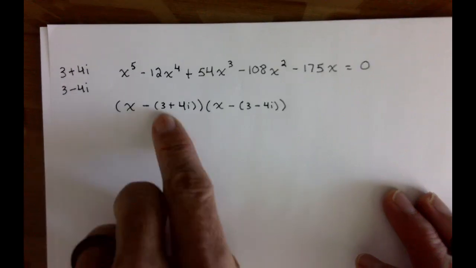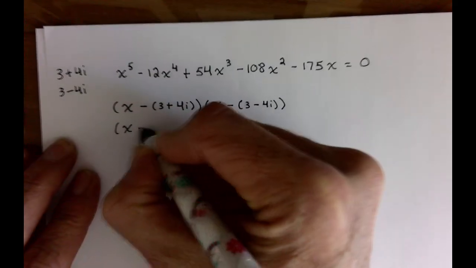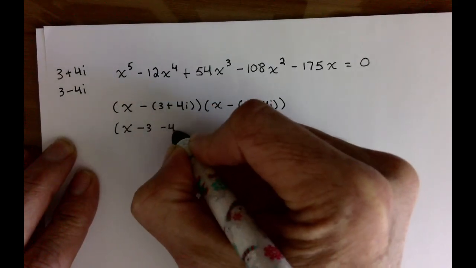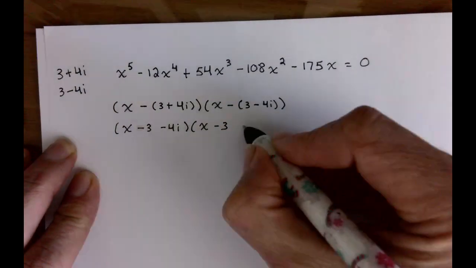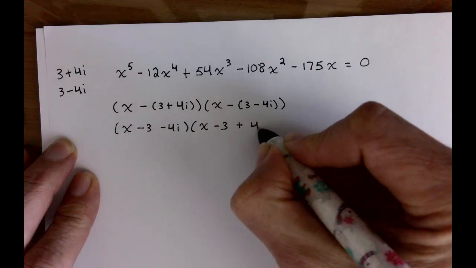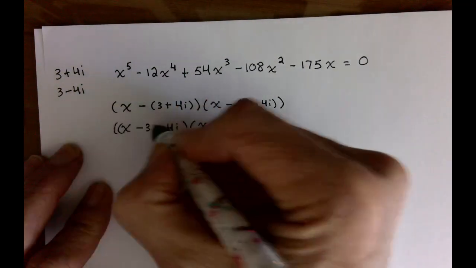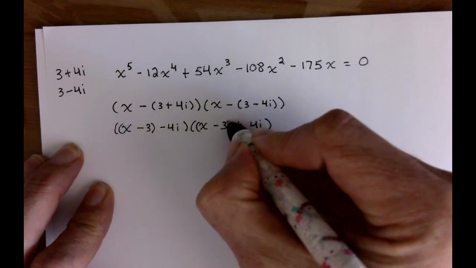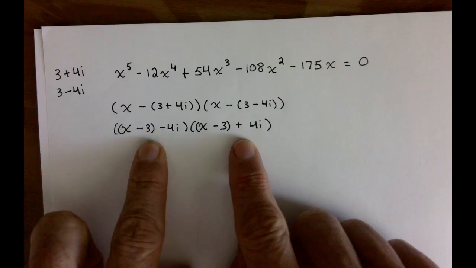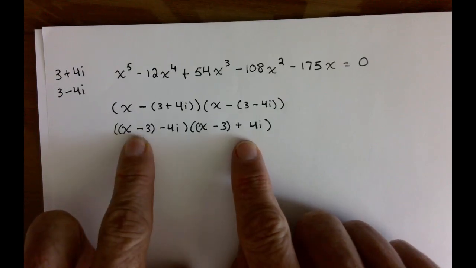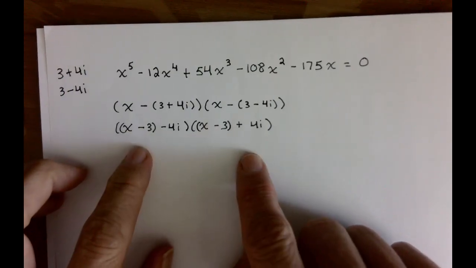And now what I want to do is distribute these negative signs so that I end up with an x minus 3 minus 4i, and then I'll get an x minus 3 plus a 4i. And now I'm going to use the associative property to group these x minus 3's together. The reason I want to do that is I can basically treat these like binomials now, even though they're not. I mean, each expression has 3 terms, but I can treat them like binomials. And if I FOIL, the middle term's going to cancel out, right?